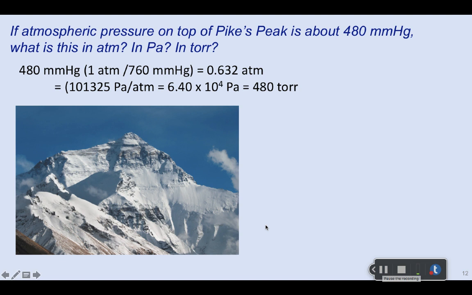So starting with your 480 millimeters of mercury, you need to know the conversions. 1 atmosphere is 760 millimeters of mercury, and that comes out to be 0.632 atmosphere, in other words, less than 1 atmosphere. You can take that same value and calculate the number of pascals, because there's 101,325 pascals per atmosphere. It gives you a big number. Pascals are always big numbers. And if you wanted to know torr, it's always exactly the same as millimeters of mercury.